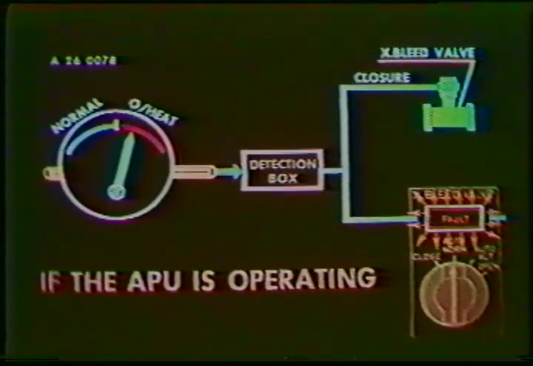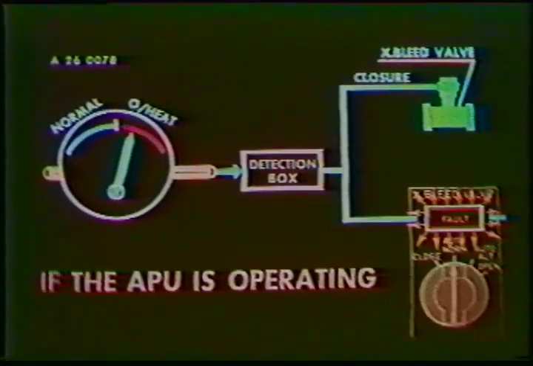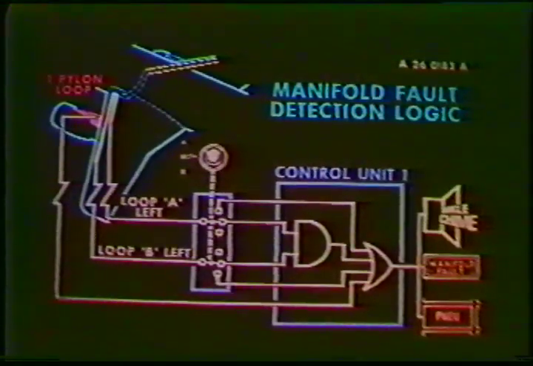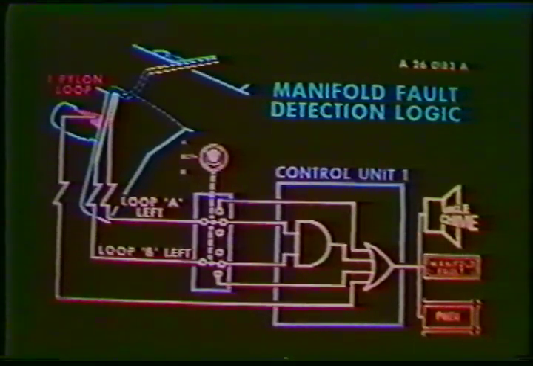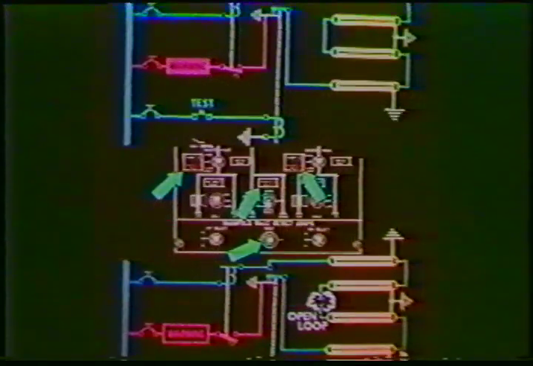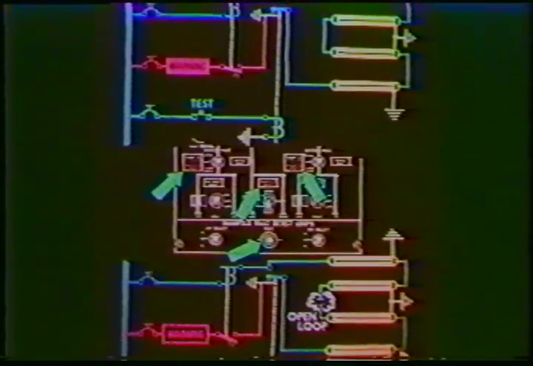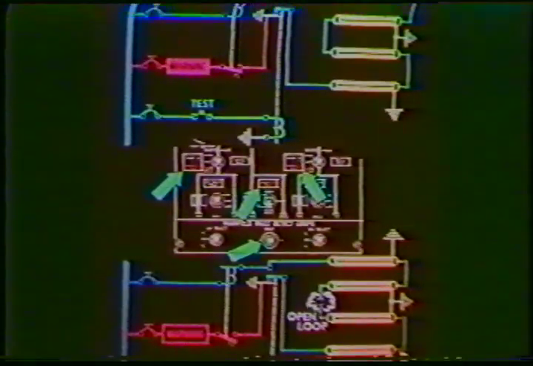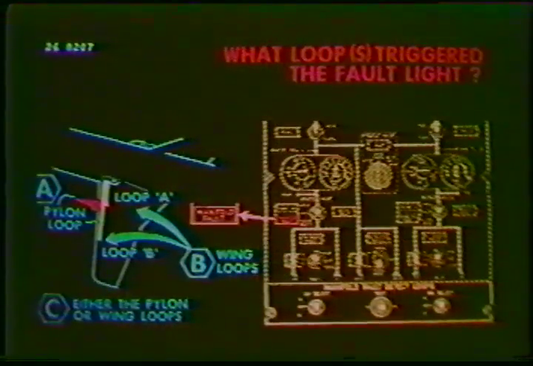The design philosophy is to automatically close the valves feeding the leak. When a manifold fault light illuminates, it triggers the pneumatic light on the master warning and the single-stroke chime. Each loop can be tested for continuity in the same manner as the engine and APU fire loops. The test switches include the press-to-test manifold fault lights and a toggle switch at the bottom of the panel. Which loop or loops trigger the fault light?